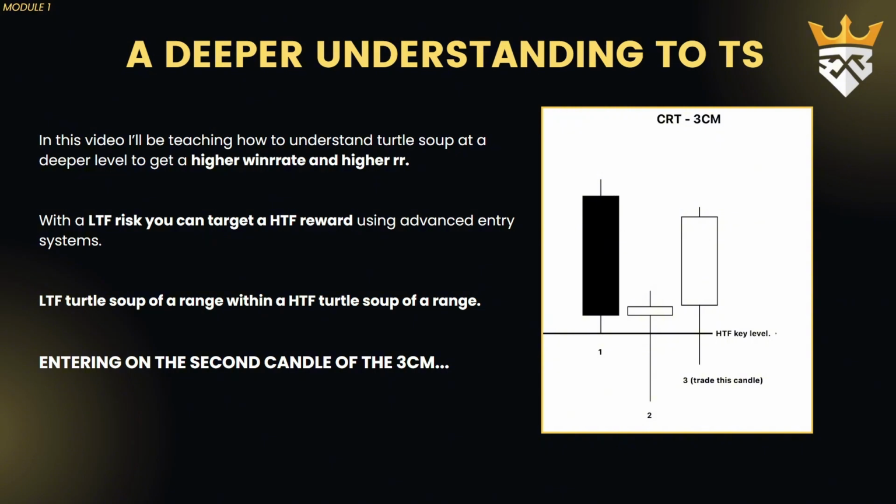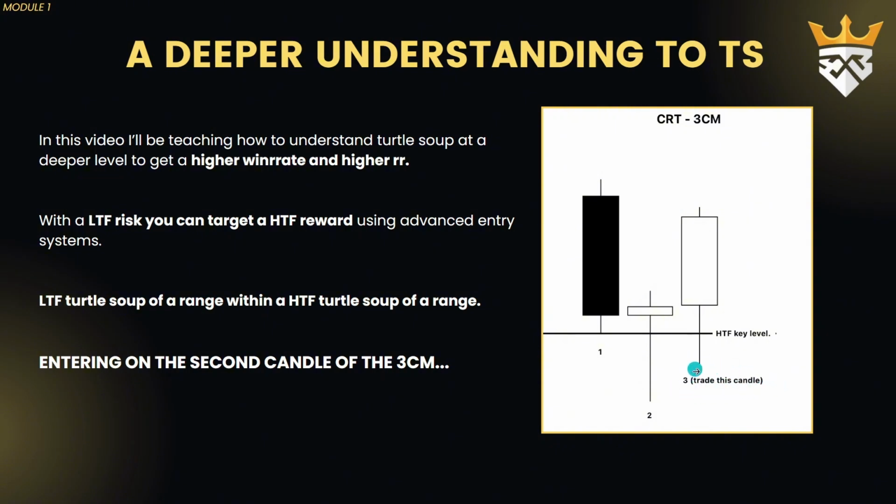With a lower time frame risk, you can target a higher time frame reward using advanced entry systems, right? Lower time frame turtle soup of a range within a higher time frame turtle soup of a range. And that basically teaches you how to enter on the second candle of the 3 candle model, which is the turtle soup, right? In the 3 candle model, you get the first candle, the second candle, and the third candle.